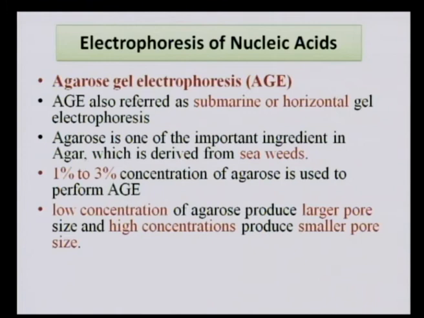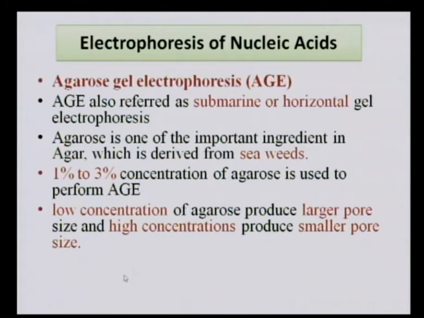So far, friends, we have discussed the IEF and the two-dimensional electrophoresis. Now let us have a brief look at the agarose gel electrophoresis. In this agarose gel electrophoresis, agarose is one of the major important ingredients in this gel, which we obtain from the seaweeds. And generally, depending on the nature of separation, we will be using agarose gels at a concentration of 1% to 3% based on the purpose of your separation.